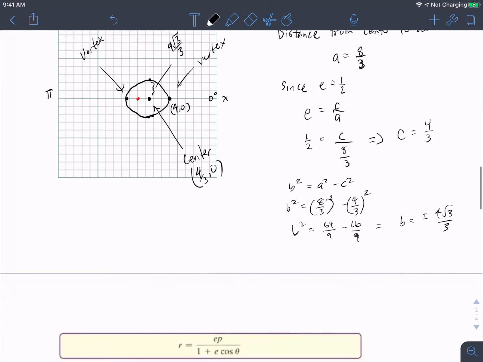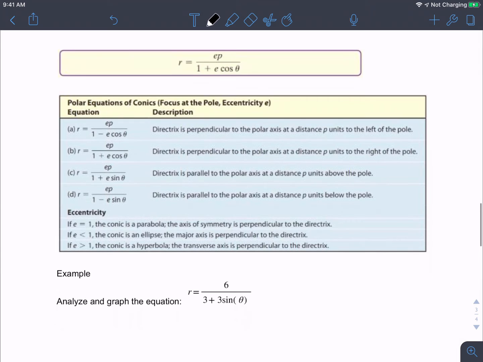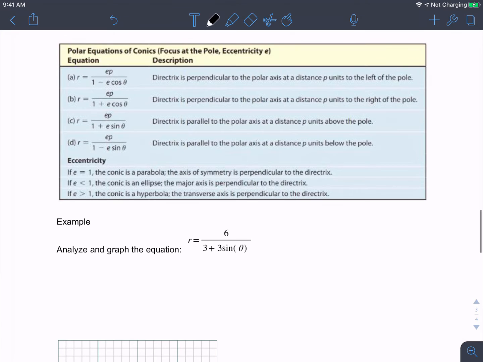Now, if the directrix ends up being to the right of the pole, this is the example that we end up with a plus. So this is with the directrix to the right of the pole. And the pole is always where the x and y axis cross. This is a reference table for you guys to look at. You may want to have this and write it down.